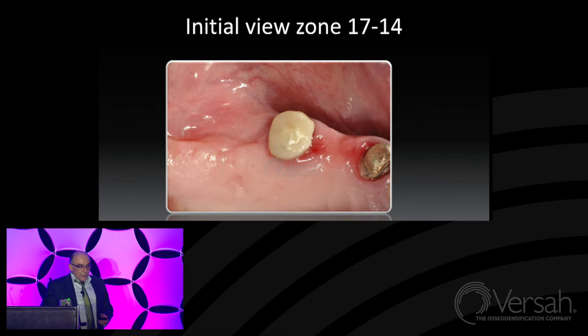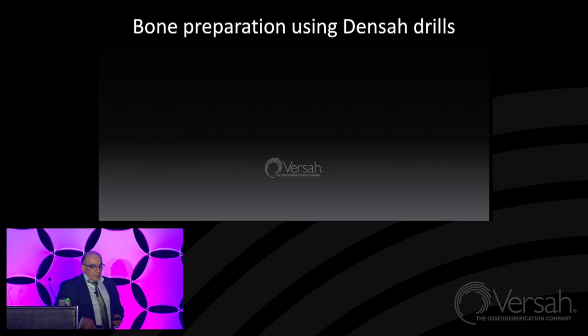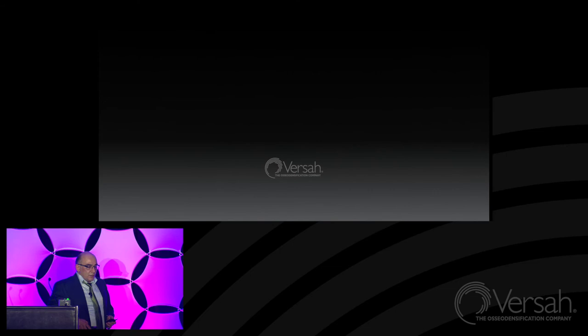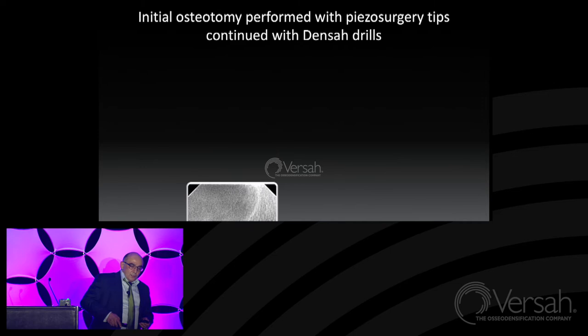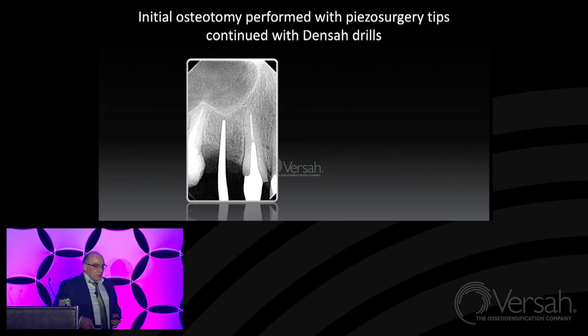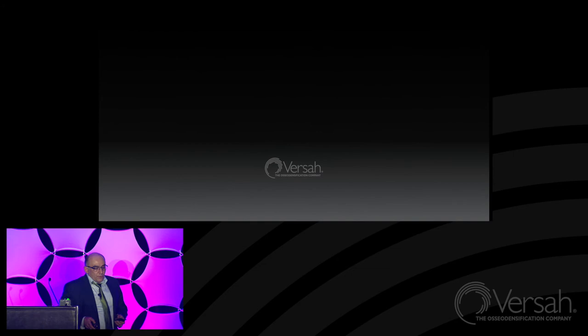We take out the temporary crown, raise the flaps, and make our initial osteotomy with Densa drills at the zone of the first premolar. Here it is. Then we're done with osteotomy. Of course, we enlarge the alveolar ridge. We began with piezo surgery tips. I begin every one of my cases with piezo surgery because we can correct the direction which we need. We make a control X-ray to be sure that the direction is right. And we perform crestal approach sinus lift using Densa drills.